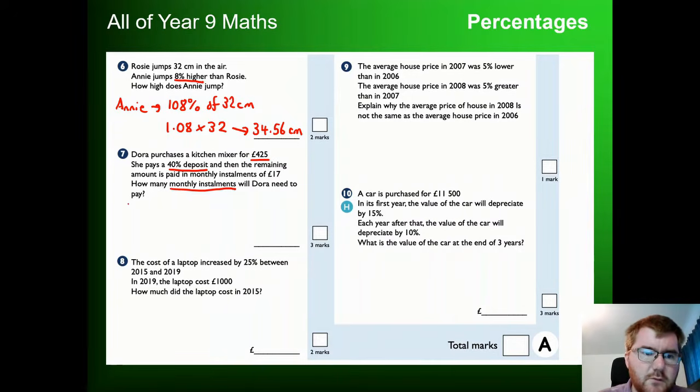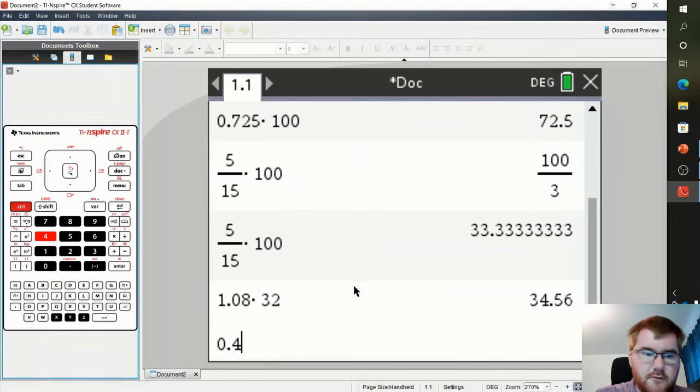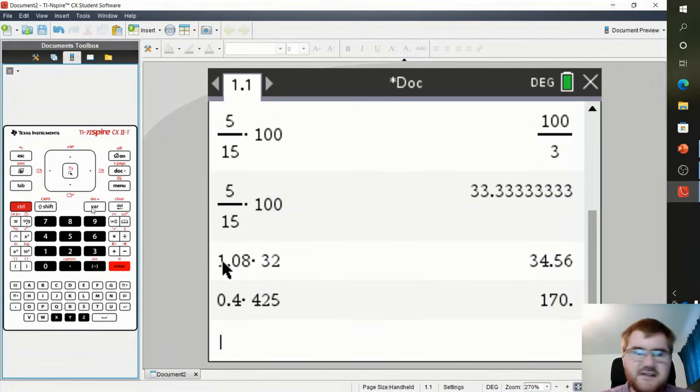First of all, we need to work out 40% of the whole amount, so 425. Well, notice 40% is the same as 0.4. So the first thing we're going to do on our calculator is work out 0.4 times 425. So our deposit will be 170.